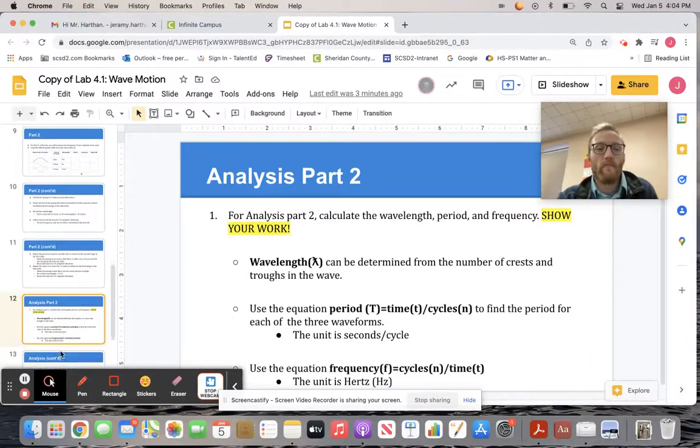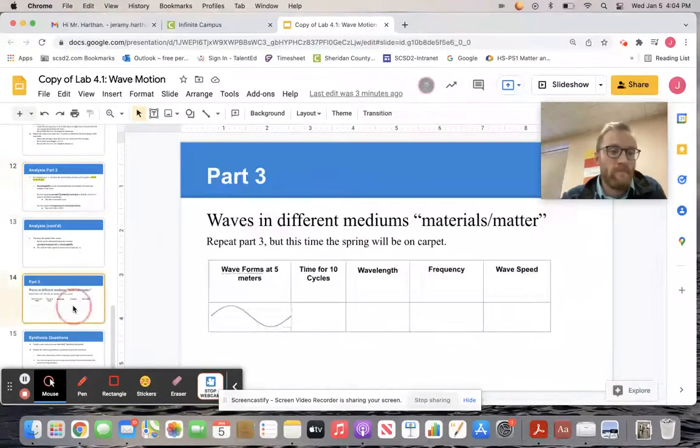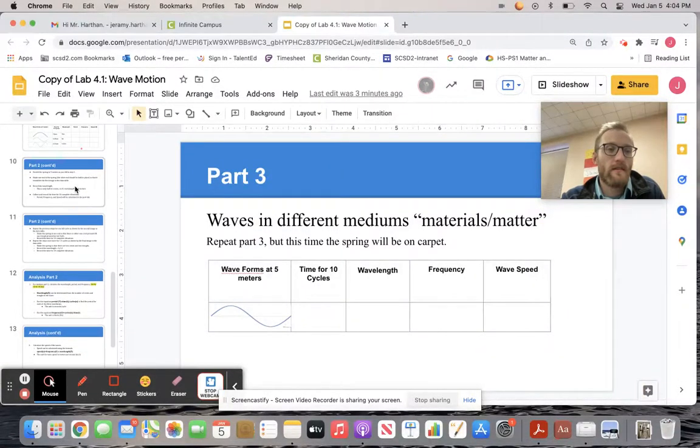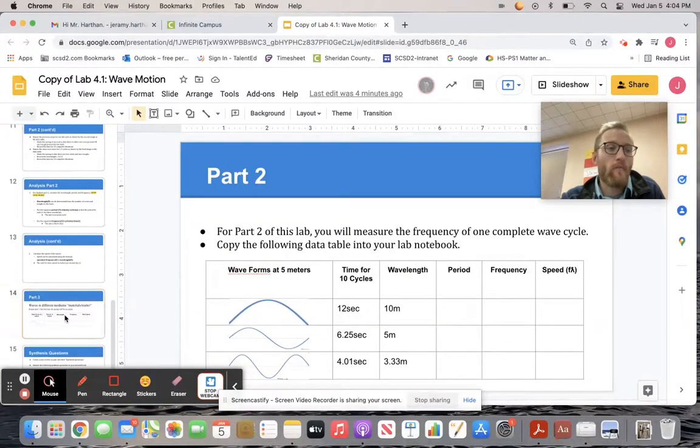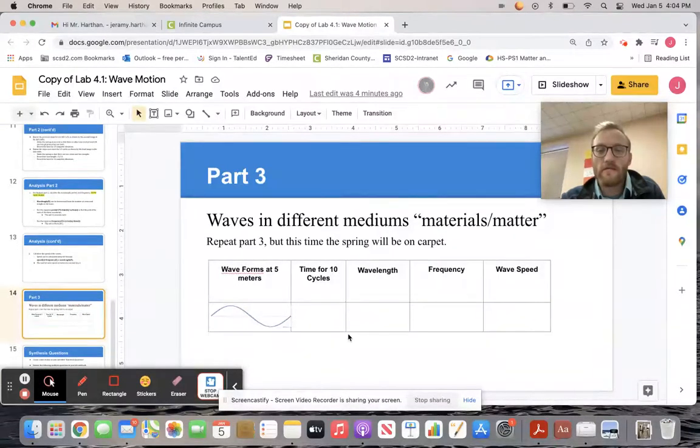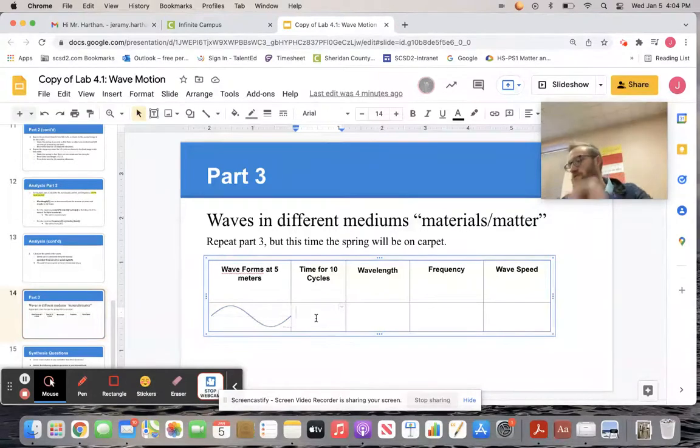Okay, and last, part 3. So when we went up and did this, we're going to use this wave. So we're going to be comparing this to the same wave right here, our middle one. But we just did this on the carpet instead. So we did the exact same thing. We did 10 wave cycles and we timed how long it took. This time though, instead of 6.25 seconds, it took 8 seconds.